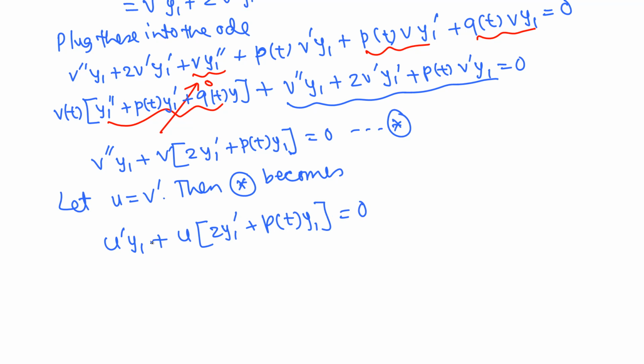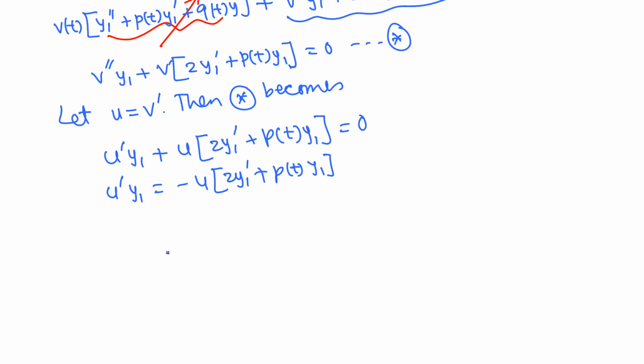Now we want to find u first, and u is v prime. From there we find v, and we go back all the way. So let's move this second term to the other side. u prime y1 equals negative u times (2y1 prime plus p(t) y1).